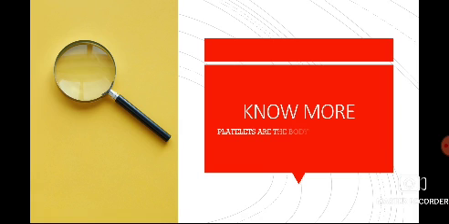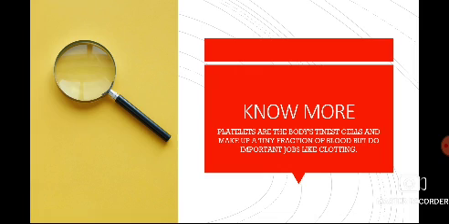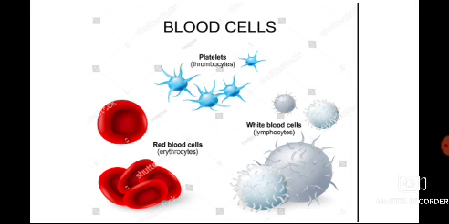Let's know something more. Platelets are the body's tiniest cells and make up a tiny fraction of blood, but do important jobs like clotting. Here I have placed pictures of platelets, red blood cells and white blood cells. Platelets, also known as thrombocytes, white blood cells, also known as leukocytes, and red blood cells, also known as erythrocytes.